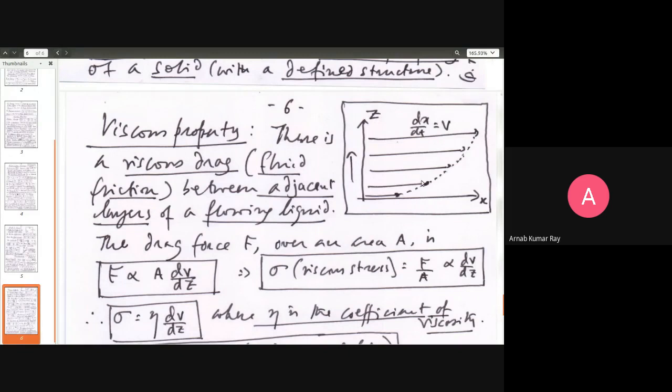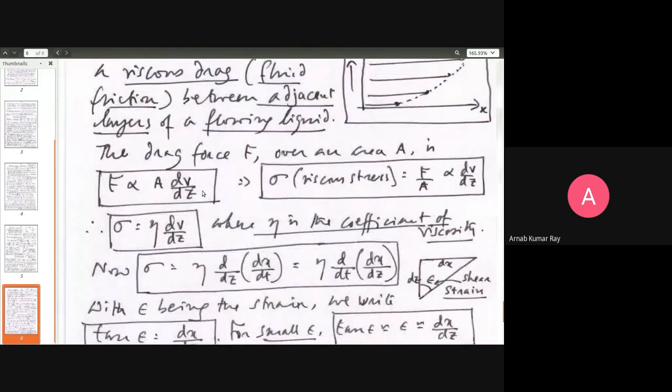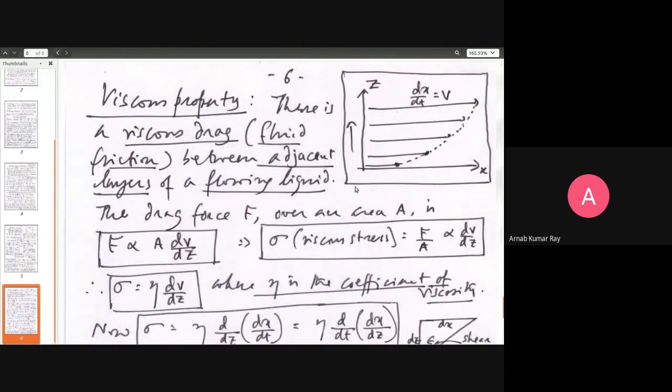So the drag force between any two adjacent layers will be proportional to the area of contact between the two layers and also to the velocity gradient that is there. The local velocity gradient over here will determine the drag force between this layer and the layer above and also the layer below. So that is how we write it.